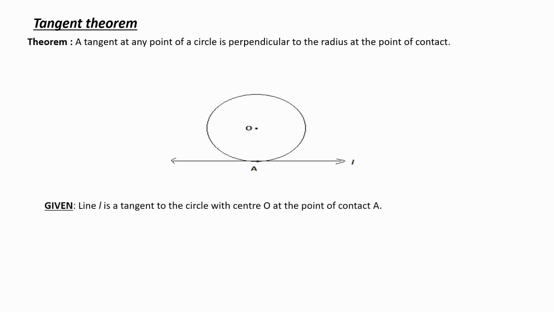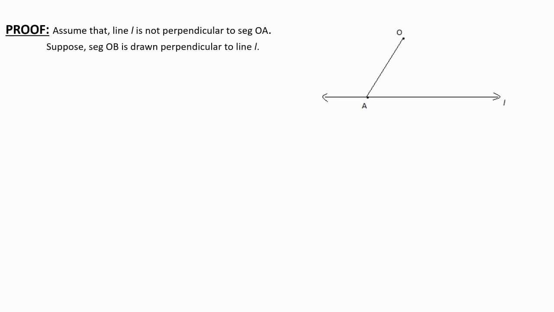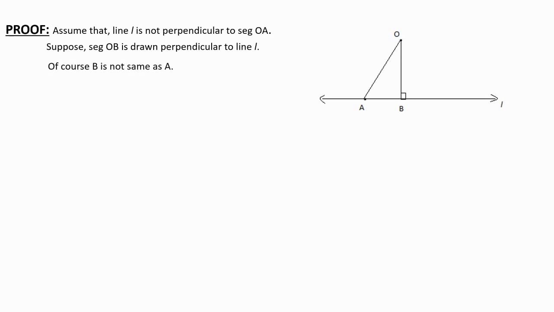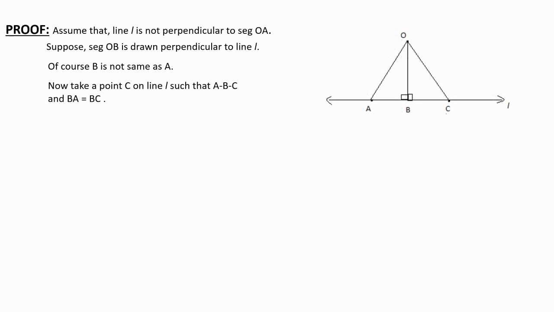Given: line L is a tangent to the circle with center O at the point of contact A. To prove: line L is perpendicular to radius OA. Proof. Assume that line L is not perpendicular to segment OA. Suppose segment OB is drawn perpendicular to line L. Of course, B is not the same as A. Now, take point C on line L such that B is between A and C and BA is equal to BC.